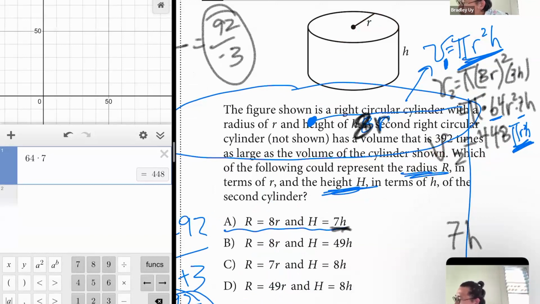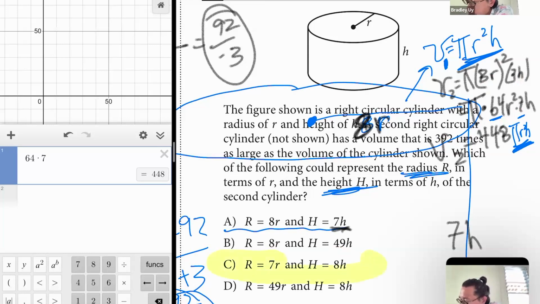Notice the pattern here is you're going to take your r multiplier and square it, and multiply it by the new h multiplier, however much bigger your h was. So to test these, I'm going to take 64, because I'm going to square the r again. That's why I'm getting 64 times 49. I don't need to test that. 64 times 49 is a lot bigger than 392, okay? So I'm going to consider C at this point.